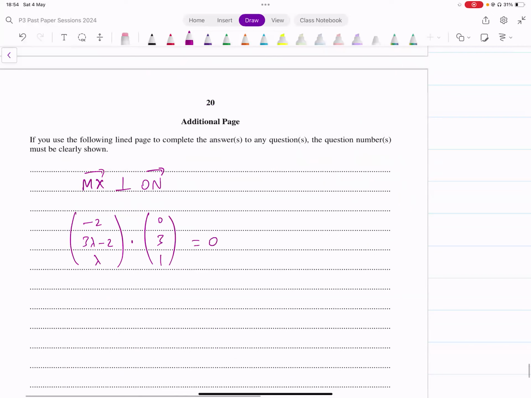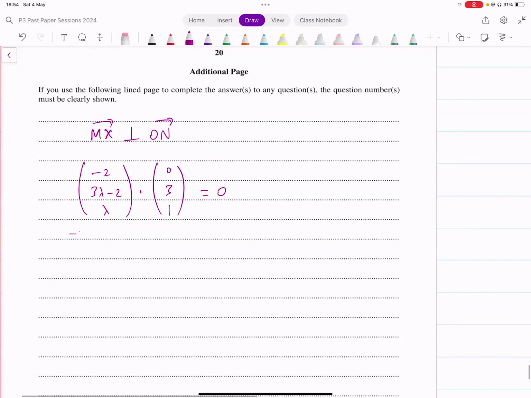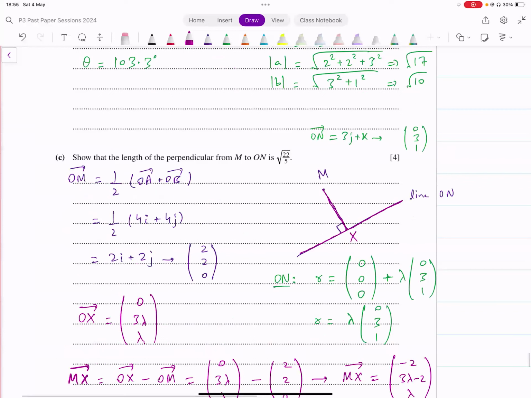This should equal 0, right? Because they are supposed to be perpendicular vectors. What do we get from this? Minus 2 into 0 plus 3 lambda minus 2 into 3 plus lambda into 1. That equals 0. And that gives us 9 lambda minus 6 plus lambda equal to 0. We would get a value of lambda from this, which is 6 over 10, and that's 3 over 5. That's the value of lambda at which the point X would be a perpendicular.